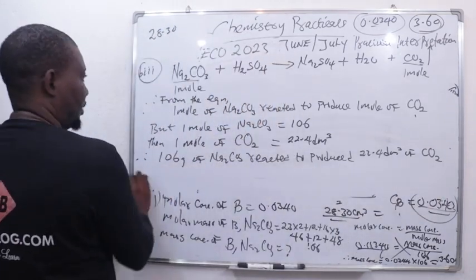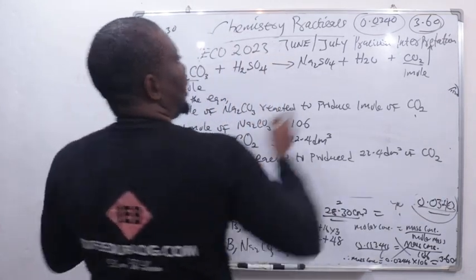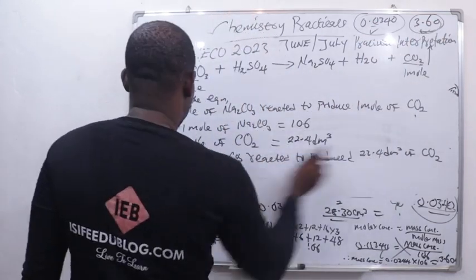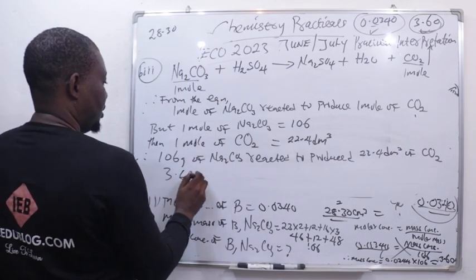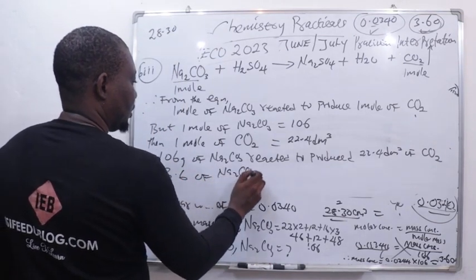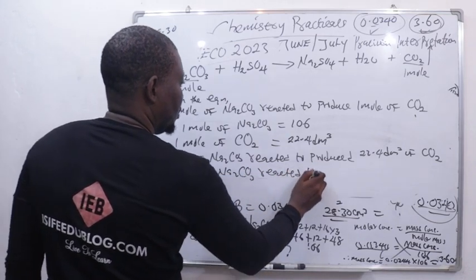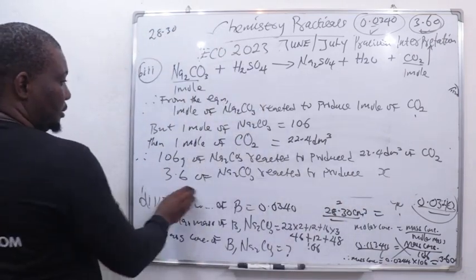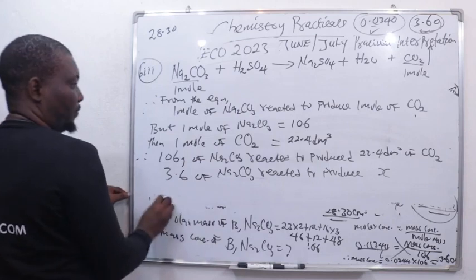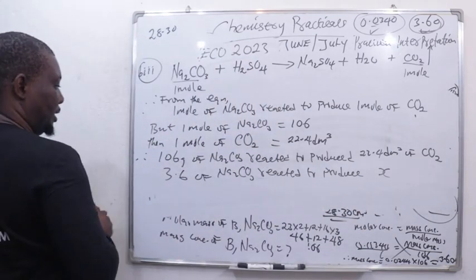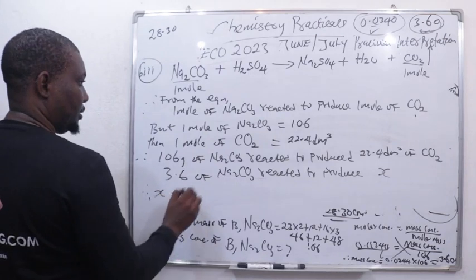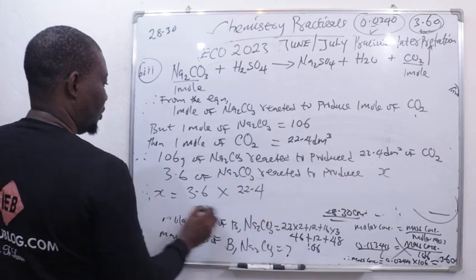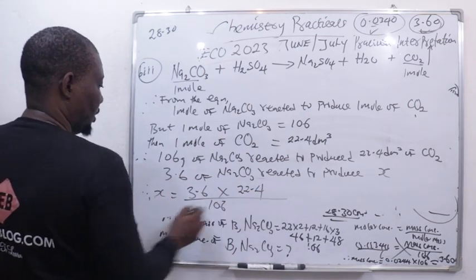Now that I'm using mass here to solve, I will no longer use this, but I'll use this. I'll say that if this produces this, then 3.6 of Na2CO3 reacted to produce X. Then you cross multiply to find the volume of the gas, which is X liberated. Therefore, X is equal to 3.6 times the volume, which is 22.4, over the molar mass, 106.